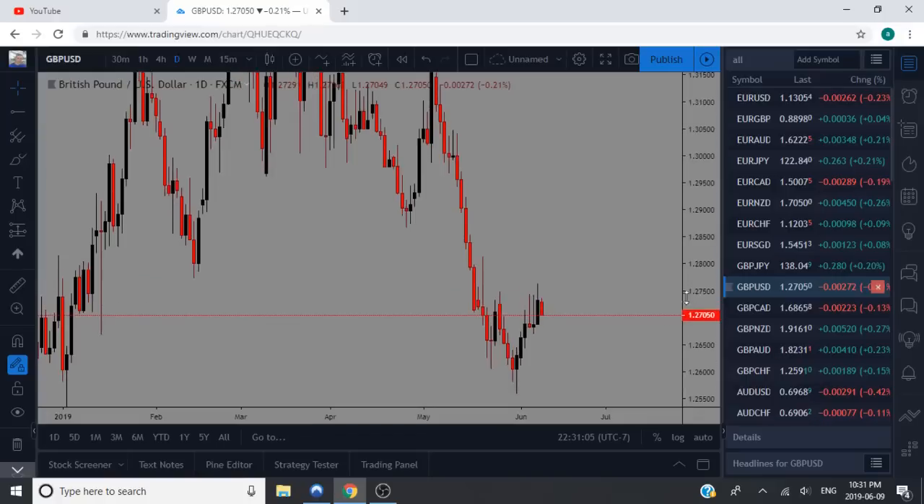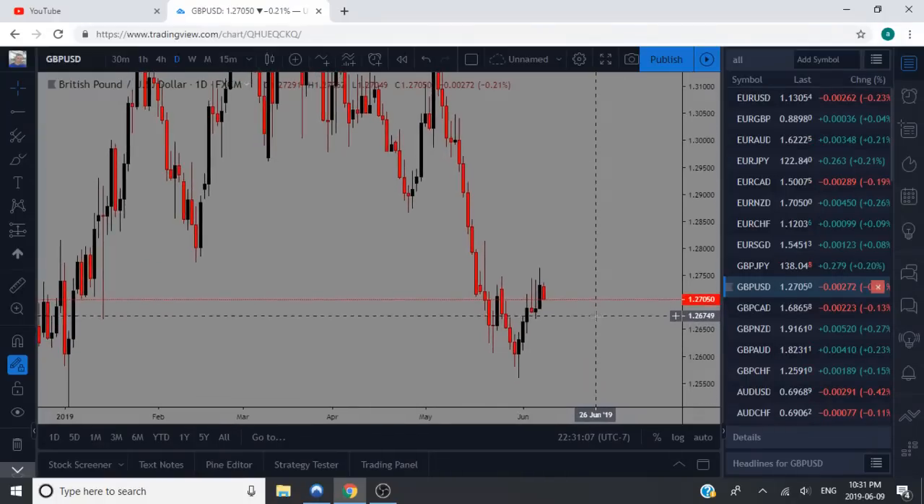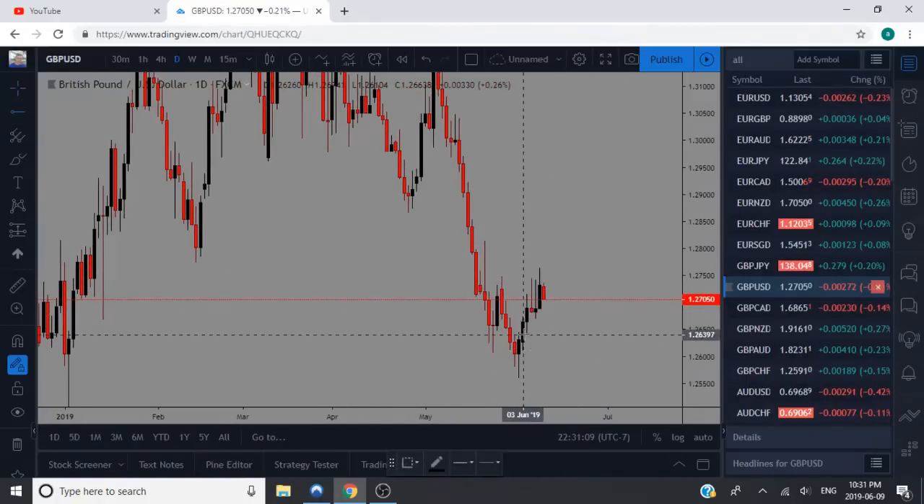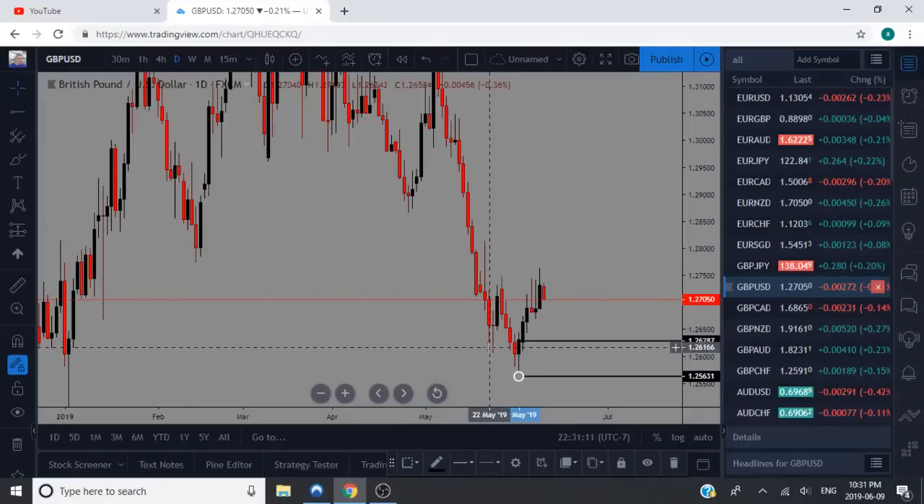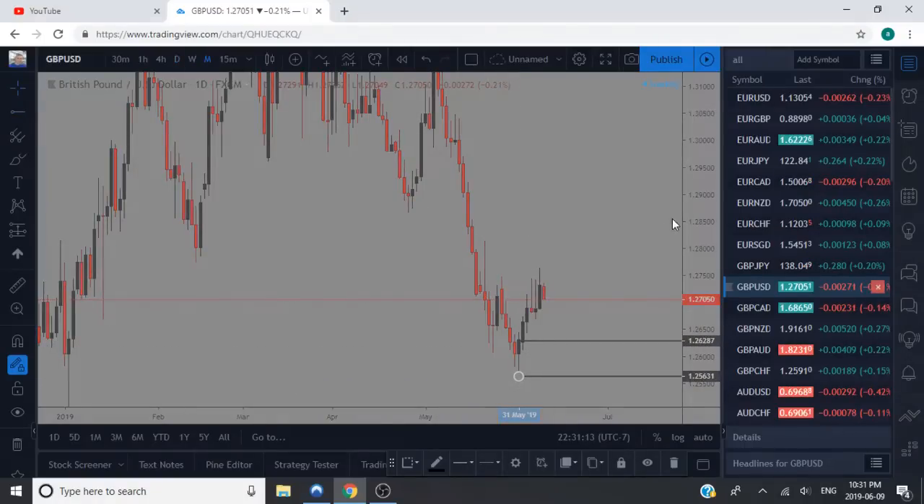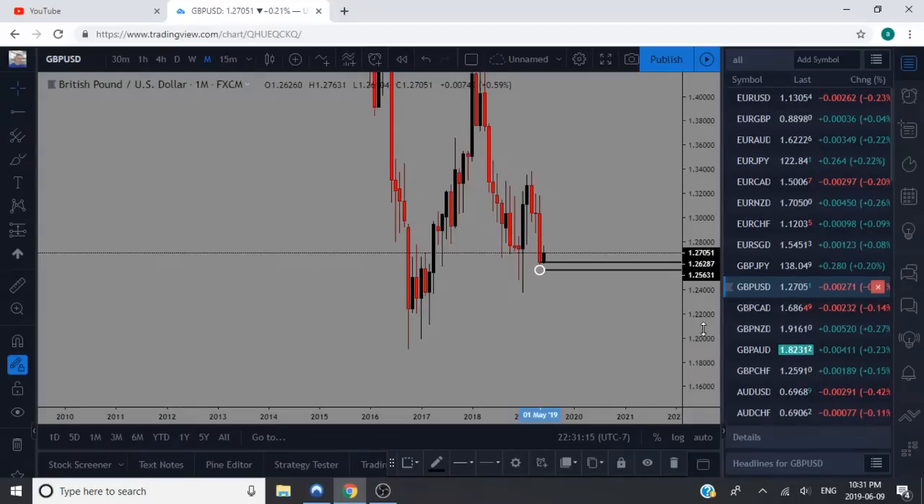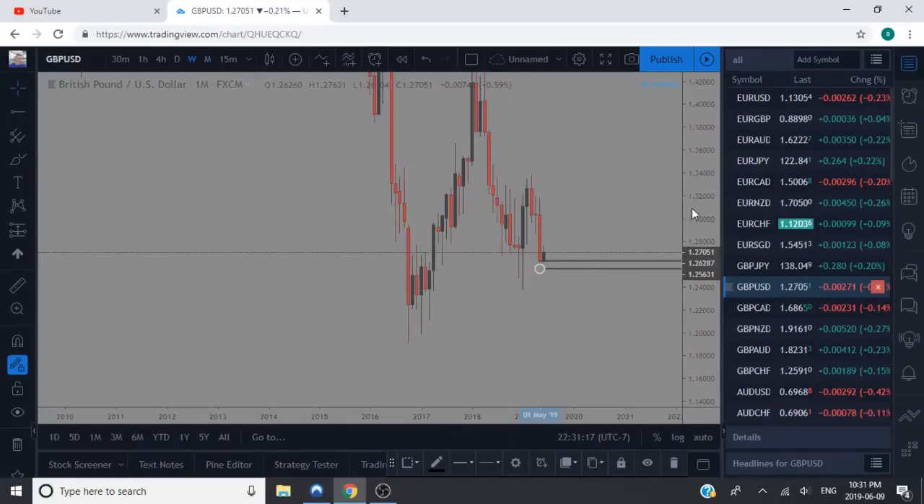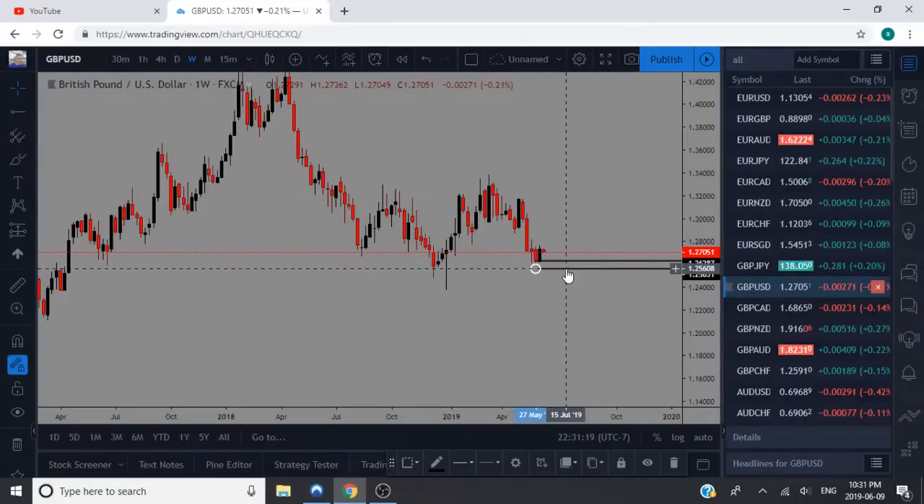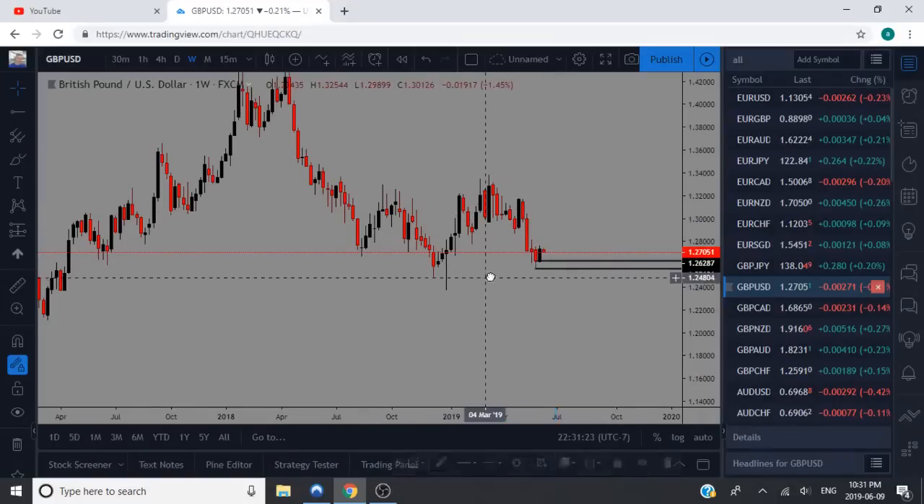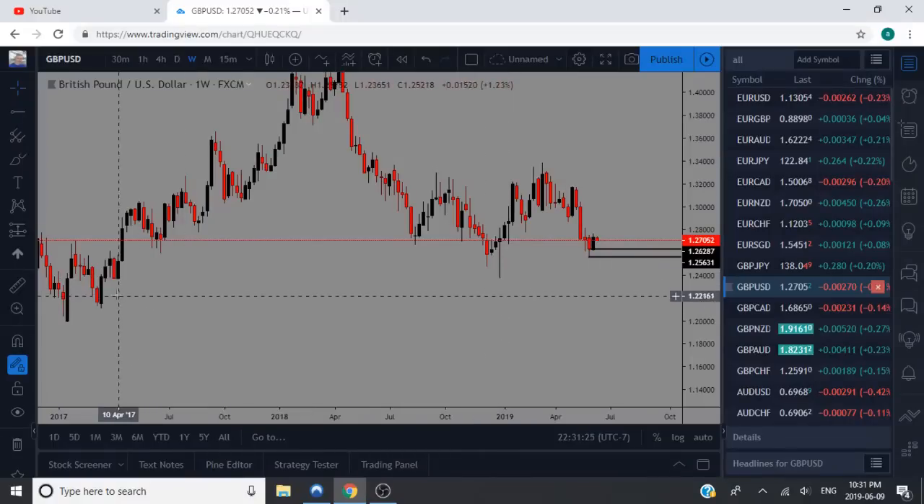Pound USD. Hey, you got some demand down here. Price is turning. Let's check out that monthly chart. Yikes, nothing on the monthly. Can we see anything on the weekly? No. Weekly supply up here. Next weekly demand is not till down here.